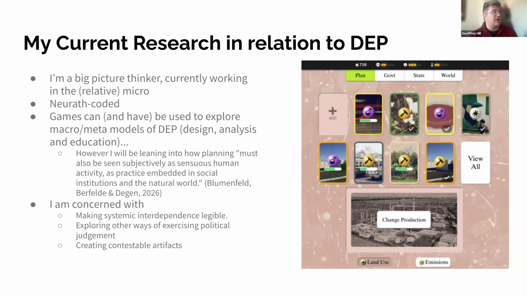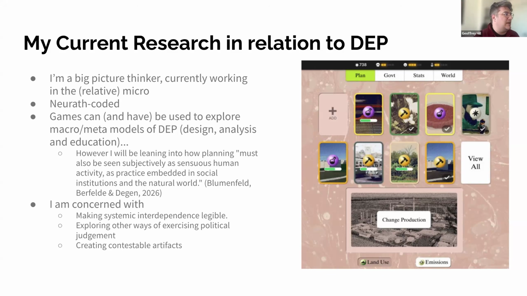But I'm a pretty big picture thinker overall, and I'm interested in how games and gameful thinking can be used to explore the macro meta models of the models that we've explored, and experiment with them, as Raphael is doing, to test them out, to reconfigure them, to have a framework for playing through their implications and so forth. But also the research that I'm doing specifically has to do with how we can use games as a deliberation technique with people and build up, emerge from there.